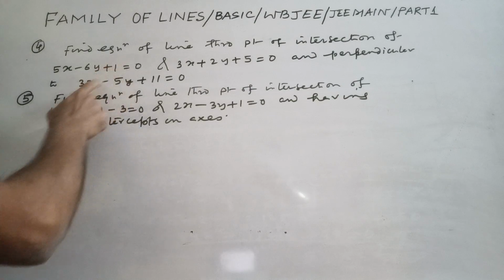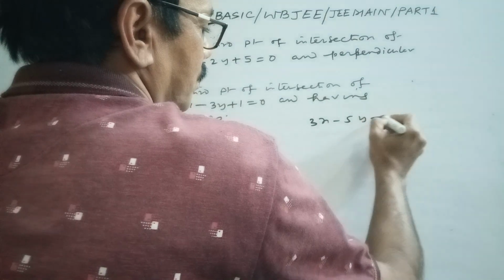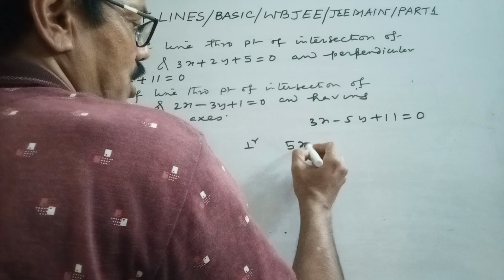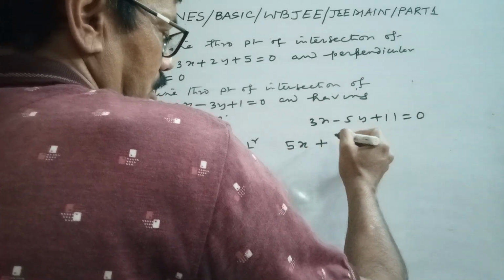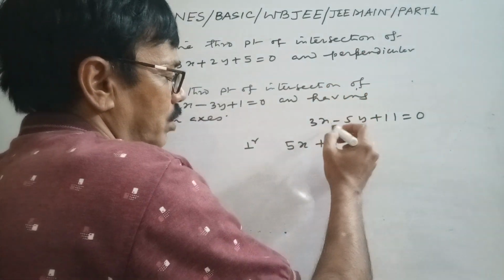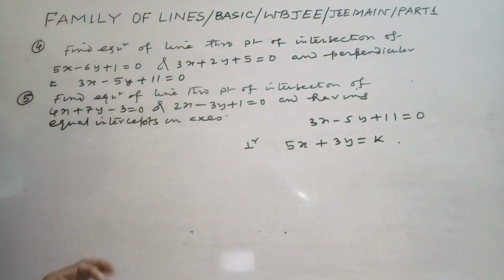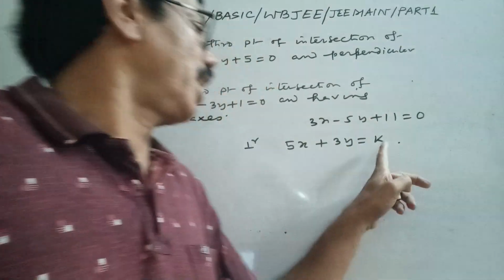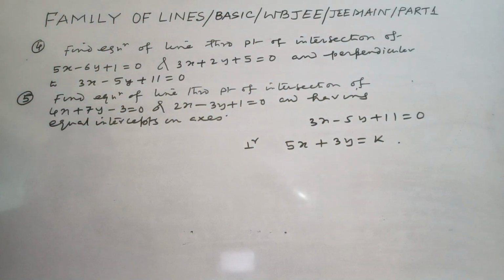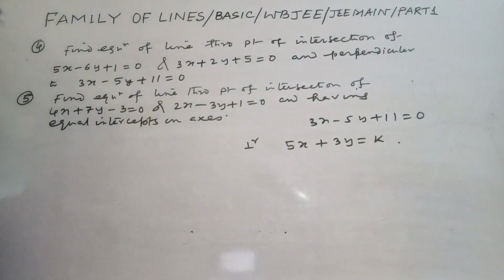Now, the given line is 3x minus 5y plus 11 equals 0. Now, what is the perpendicular equation? You know, you have to change the coefficient, then change the coefficient of any one of either x or y. So, this is the perpendicular equation. Now, k is to be determined using the condition, using the point of intersection. So, put the value of x and y and we get k.